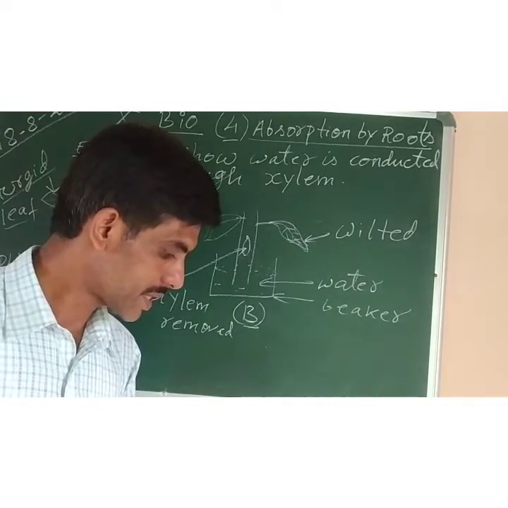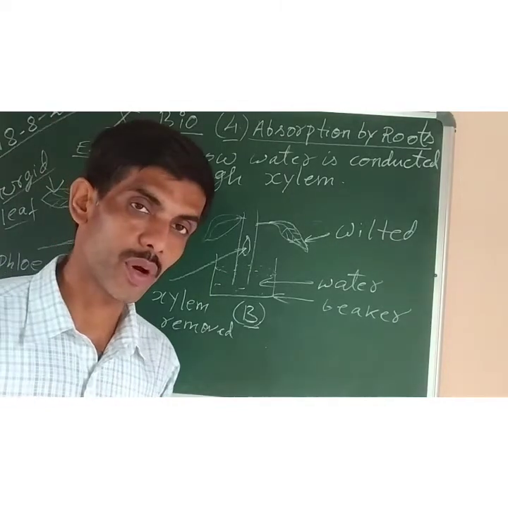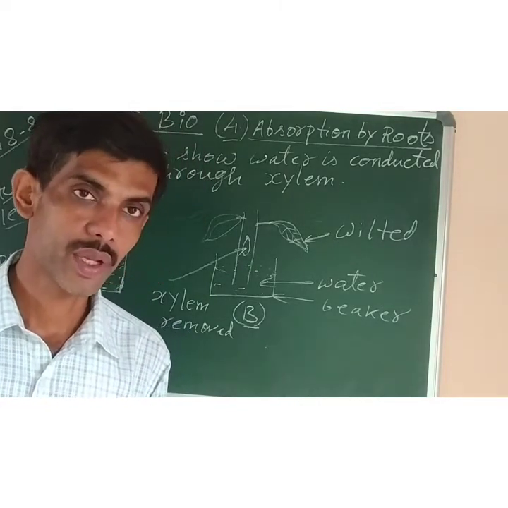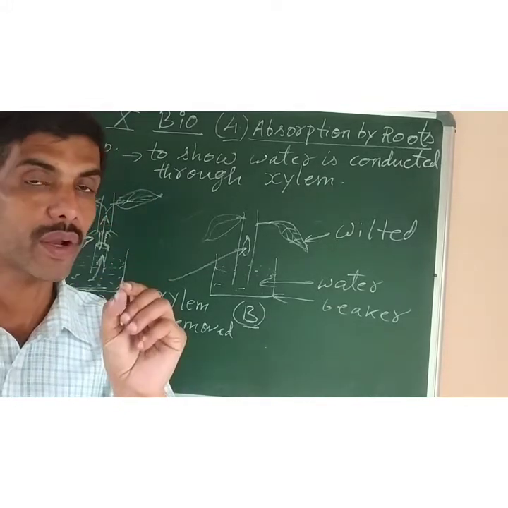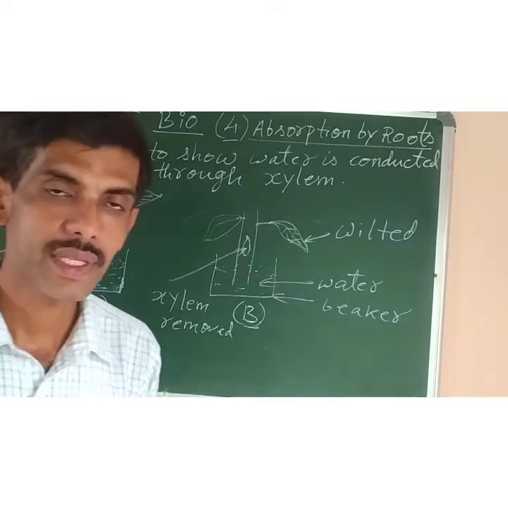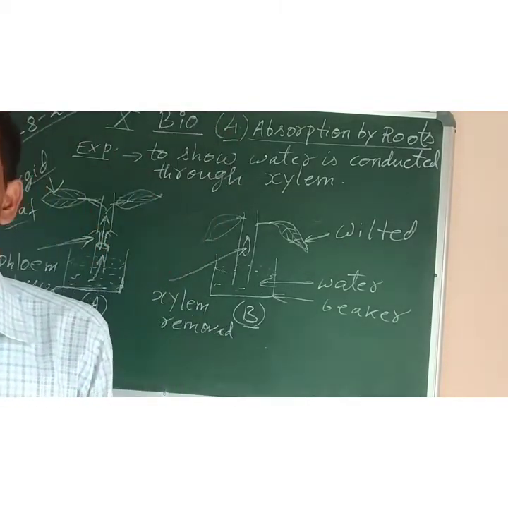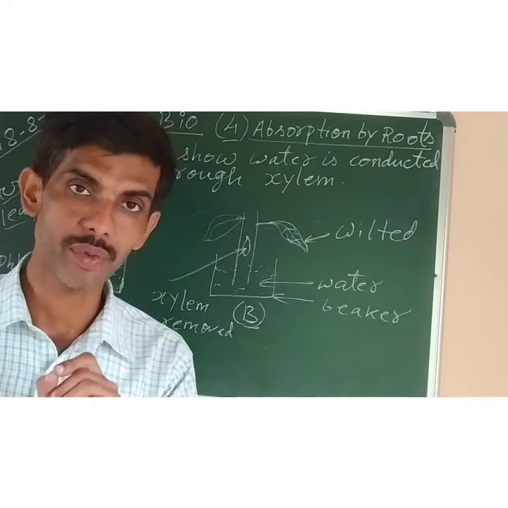Then differentiate between diffusion and osmosis: flow of solvent molecules, flow of water molecules. In osmosis there will be a movement of solvent molecules through a semi-permeable membrane, whereas in diffusion no such semi-permeable membrane is needed. So that is the main point you have to write.